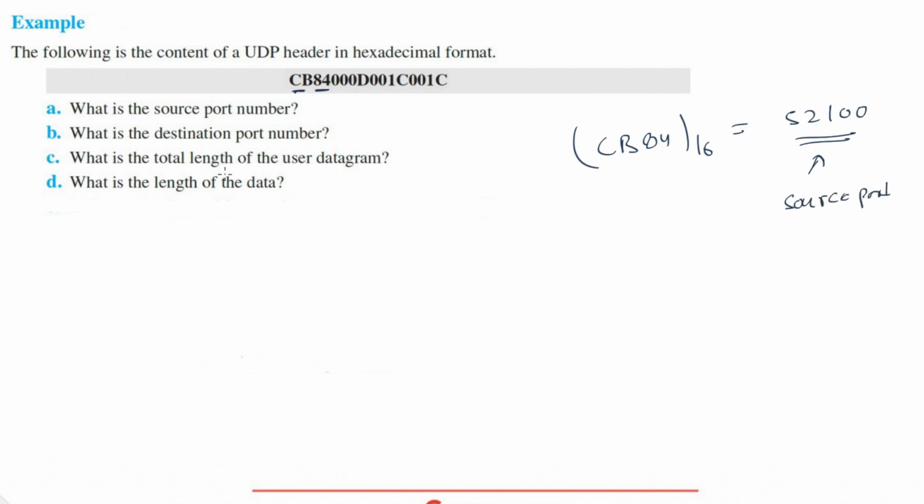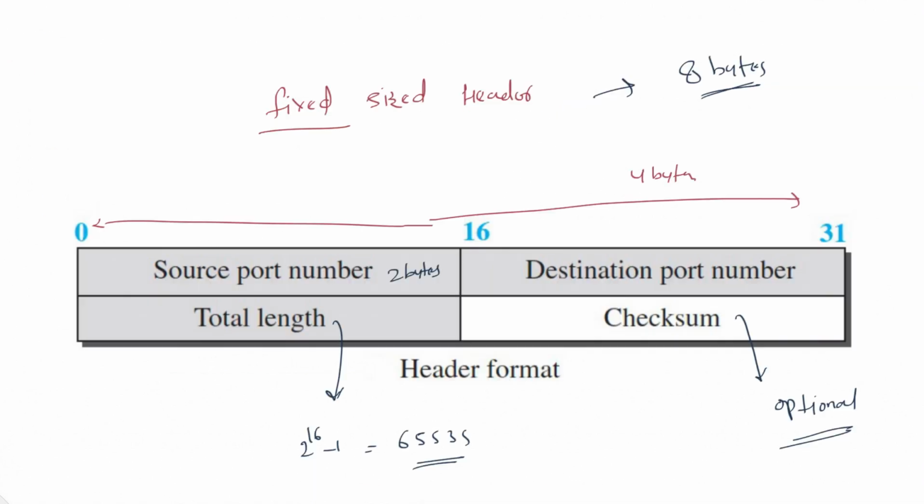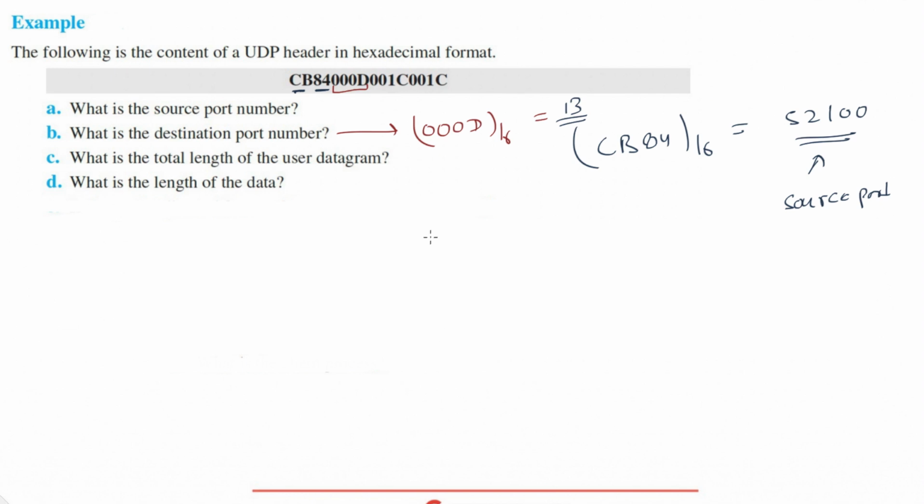Now they are asking about the destination port. The destination port is the next 2 bytes, which means this one. So the destination port is 000D in hexadecimal, which is nothing but 13 in decimal. Now they are asking about the total length. The total length is just the next field after the destination port, of 2 bytes. So this is 1 byte, this is 2 bytes. The total length will be 001C in hexadecimal, which in decimal is 28, which means 28 bytes. So the total length is 28 bytes.